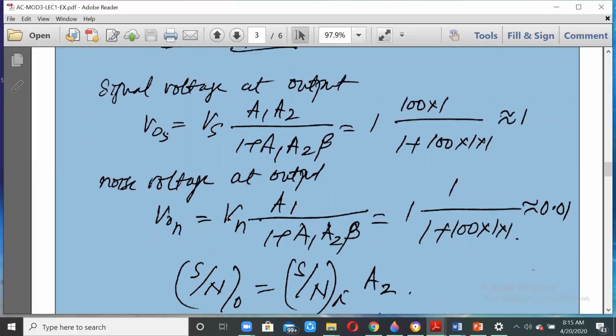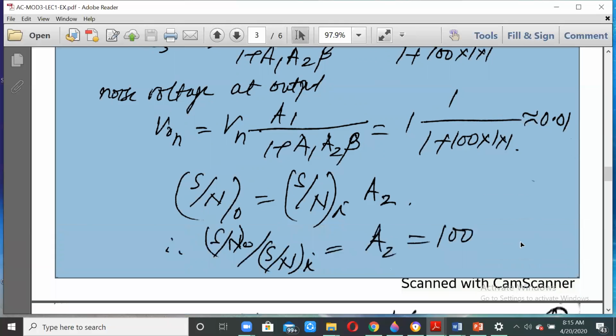The noise voltage at the output is V0N, equal to Vn into A1 divided by 1 plus A1A2 beta, that is 1 into 1 divided by 1 plus 100 into 1 into 1, that is 1 by 101, which is approximately equal to 0.01. The signal to noise ratio formula is this: S by N ratio at the output divided by S by N ratio at the input is equal to A2, and that is equal to 100, and that will give us in terms of dB as 40.